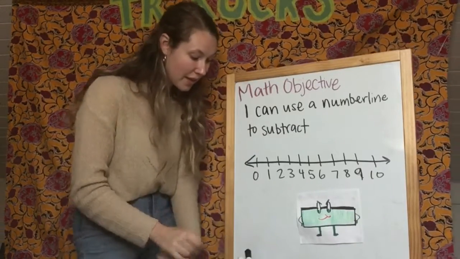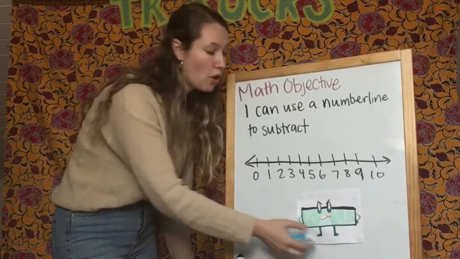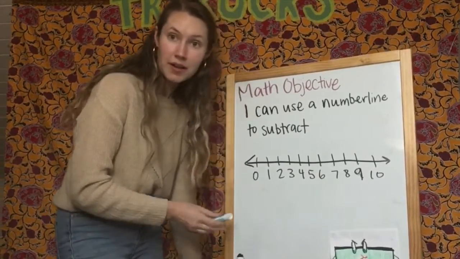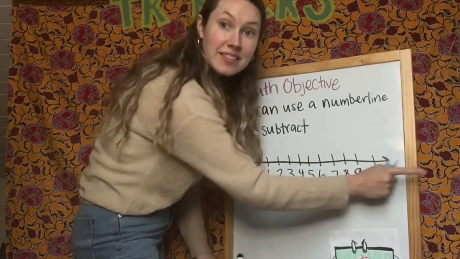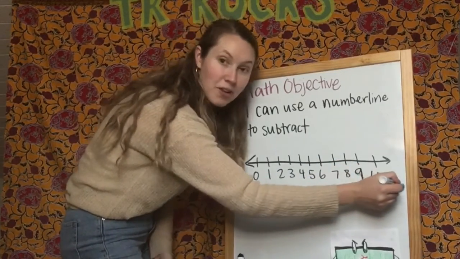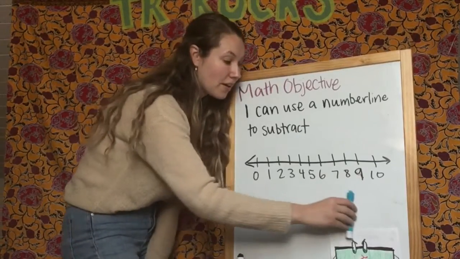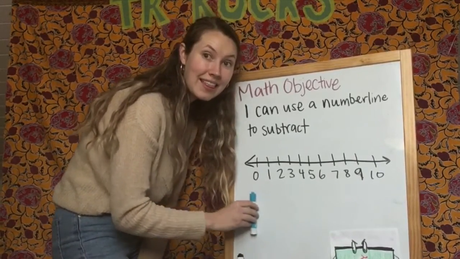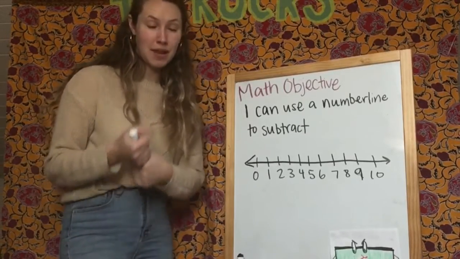So when we're using a number line, there's a certain way that numbers go when they get bigger and smaller. When we look going to the right, going towards number 10, our numbers are getting bigger. We have more when we go this way. But if our numbers get smaller, we're going to be going the other way. So that's what we need to remember when we're using our number line.